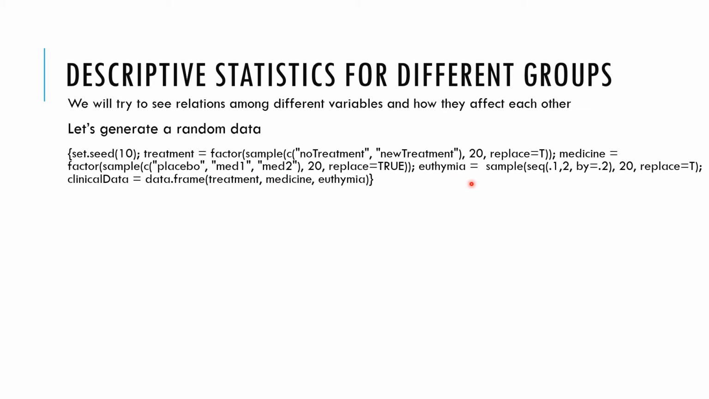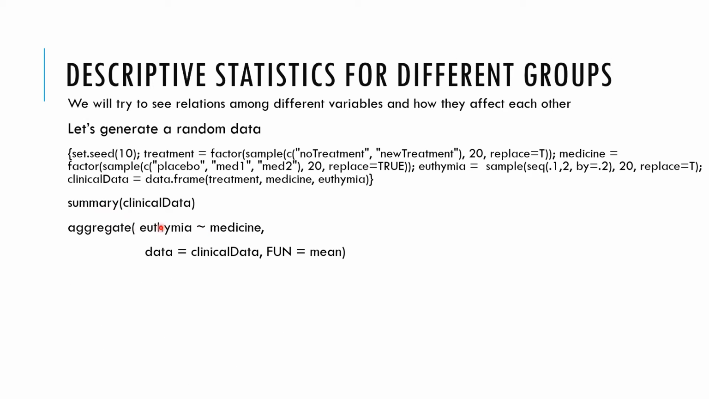And eudaimonia is basically a mental state of a person which is not disturbed. That means the person is happy and does not have any mental disturbance. So we are measuring eudaimonia on a scale from 0.1 to 2, incremented by 0.1, and then again use sample to create this, and then put it in a data frame. So treatment, medicine, and eudaimonia. So this is the clinical data. I've named it clinical data. And if you see the summary, because of the constraint of space in this slide, I have not provided the result.